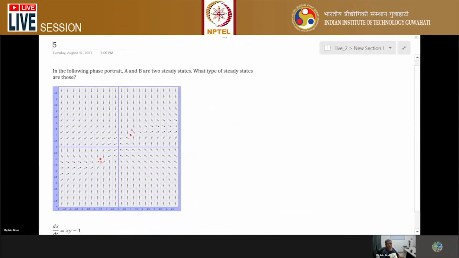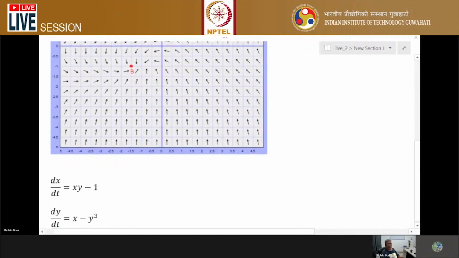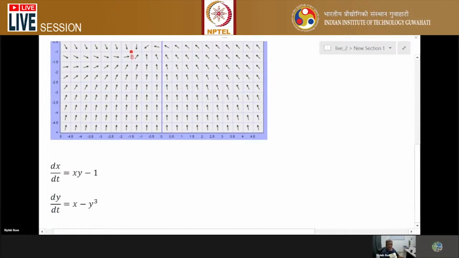This is a phase portrait, right? It is a two-dimensional system, and the equation is also given here. Although the equation is not so important to answer this question, I have given it. If you have paper and pen, why don't you write down the equation so that you can draw this using an online tool yourself, the way I have drawn here.